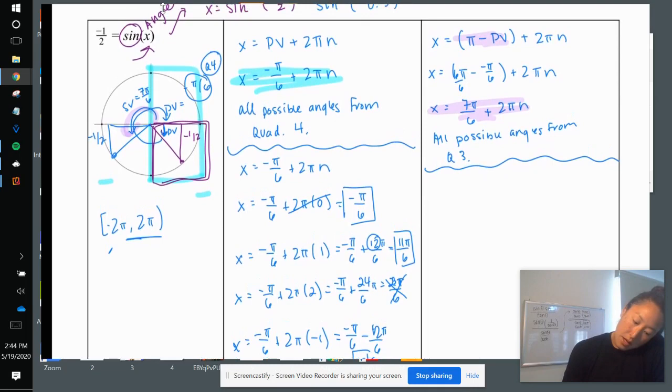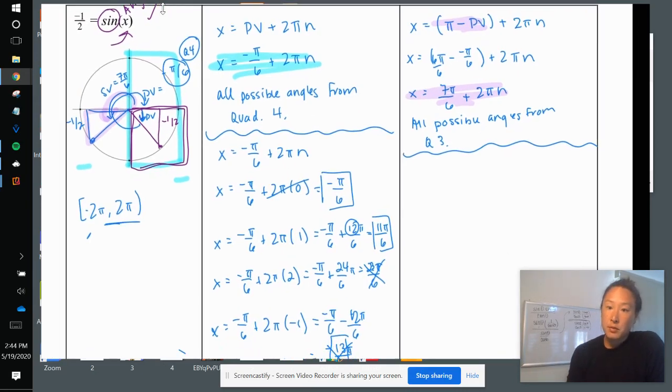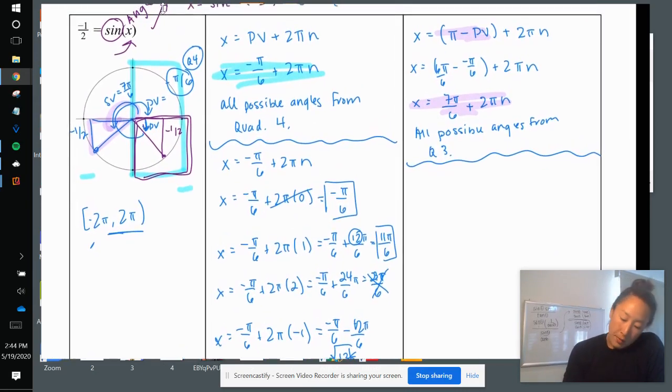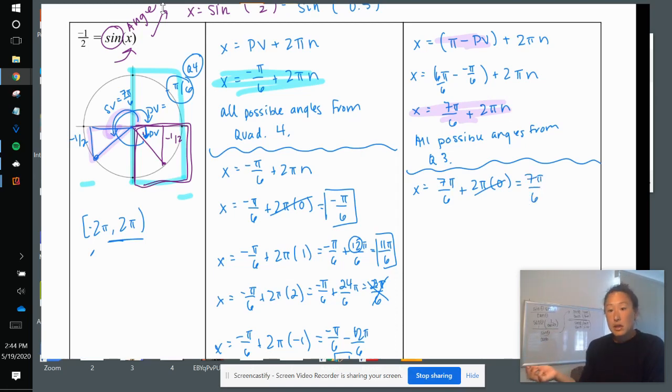Okay, so we got to do the same thing for the third quadrant. So check it out. I got the third quadrant angle here. I need all my coterminal angles. So what I'm going to do is go x is equal to 7 pi over 6 plus 2 pi times 0. That cancels, giving me 7 pi over 6. So I didn't add a rotation. 7 pi over 6, that's in between negative 2 pi and 2 pi.